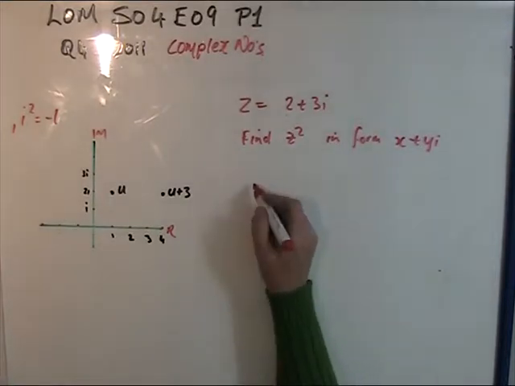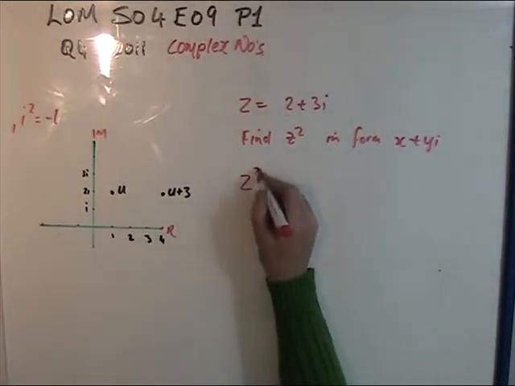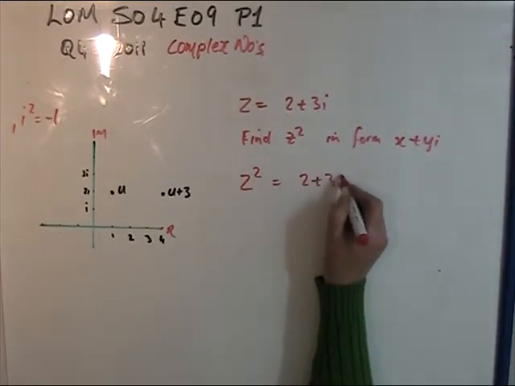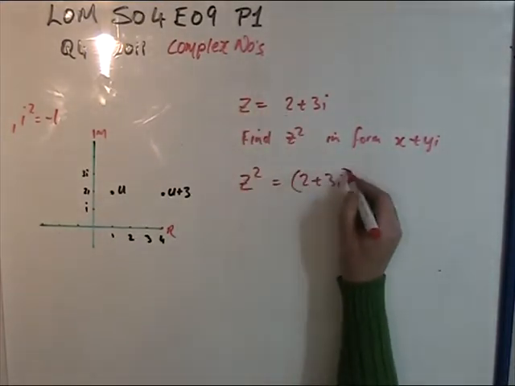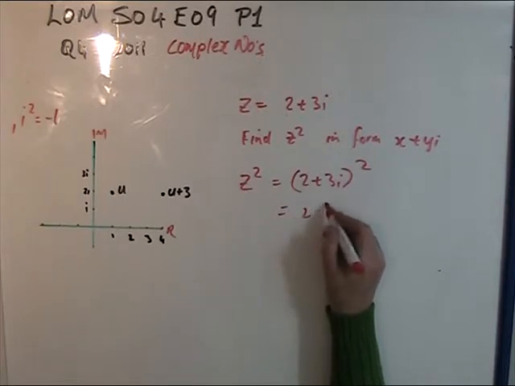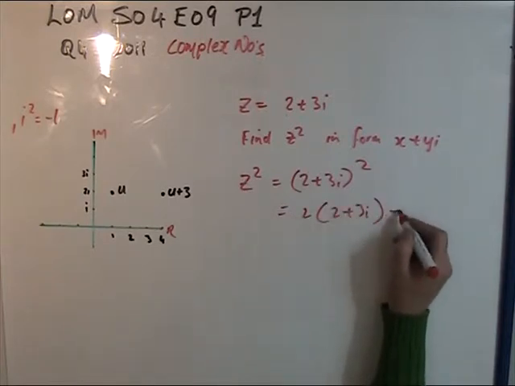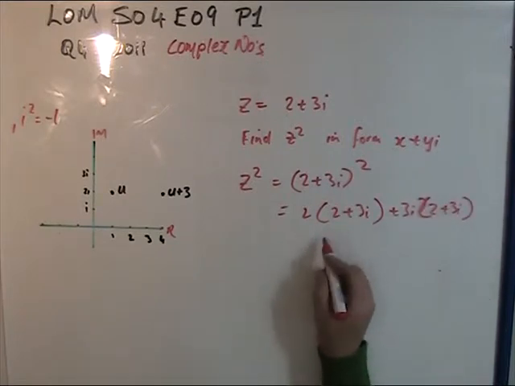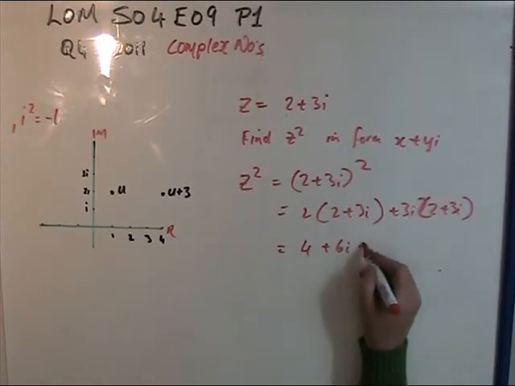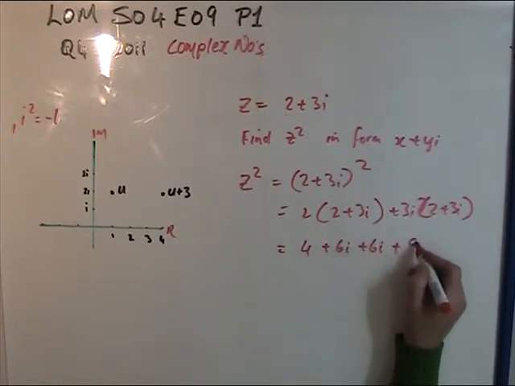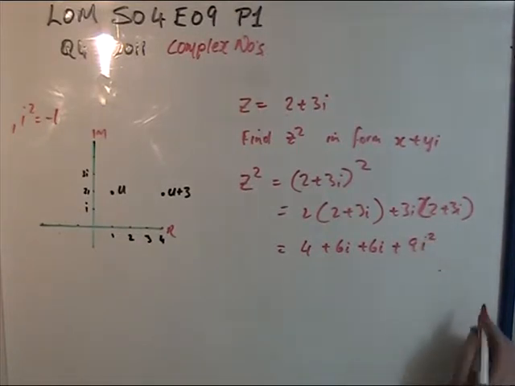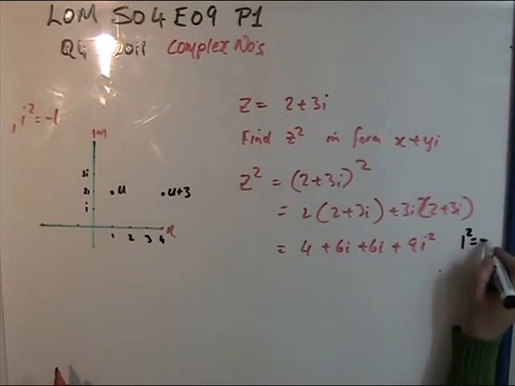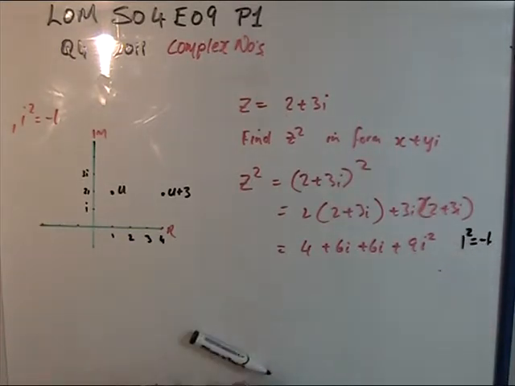Okay, so z squared. So z squared is equal to 2 plus 3i, all to be squared. That's equal to 2 by 2 plus 3i. You should know this. Plus 3i by 2 plus 3i. Okay, multiply them out. So 2 2s are 4 plus 6i plus 6i plus 9i squared. i squared is equal to minus 1. So minus 1 goes in there.